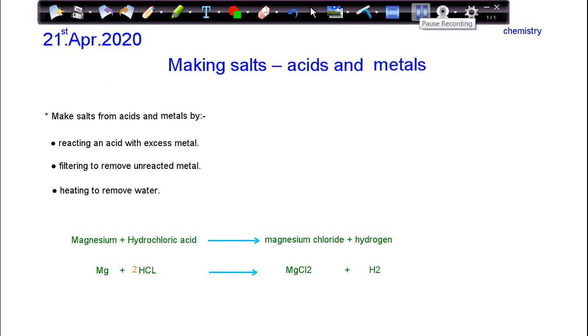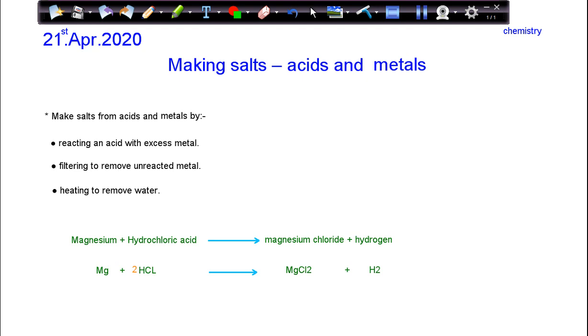Now, guys, let's see the summary of the lesson. Making salts from acids and metals. Make salt from acids and metals by reacting an acid with excess metal, then filtering to remove unreacted metal, and last, heating to remove water. And this is the equation. After testing yourself, you can see the result here, whether you succeeded or not.